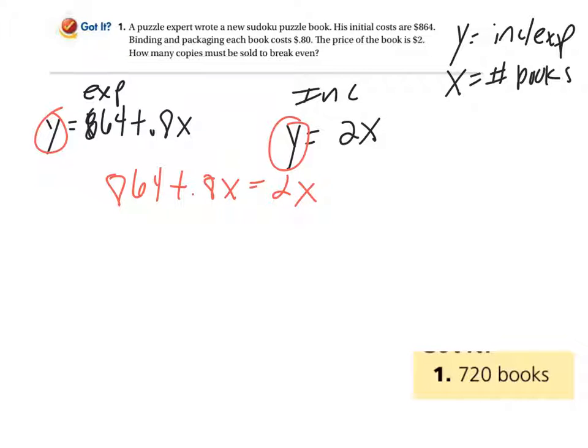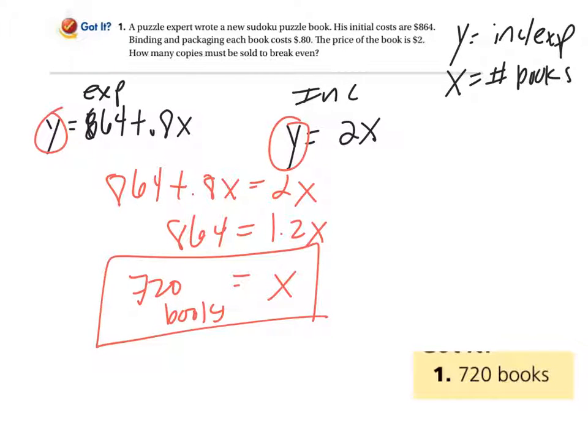We subtract our 0.8x, so I get 864 equals 1.2x. Divide off my 1.2, and x is 720, and don't forget to label it as books. That is the break even. So after 720 books, they start making a little bit of money, right? He starts seeing a profit of 120 per book.